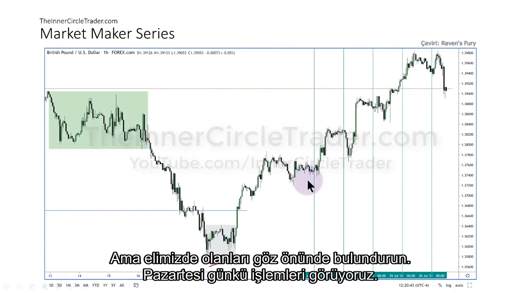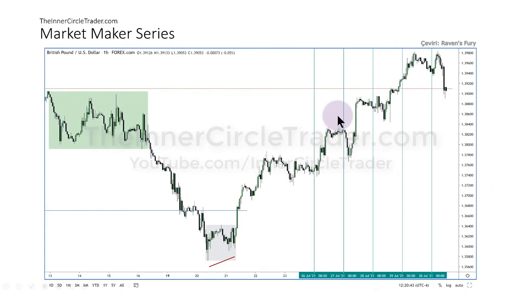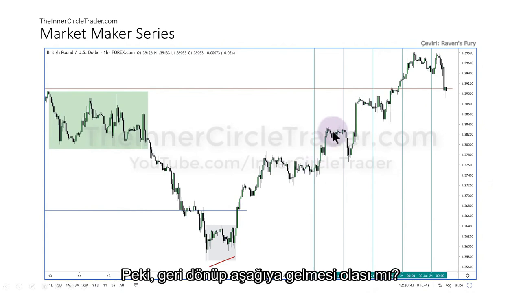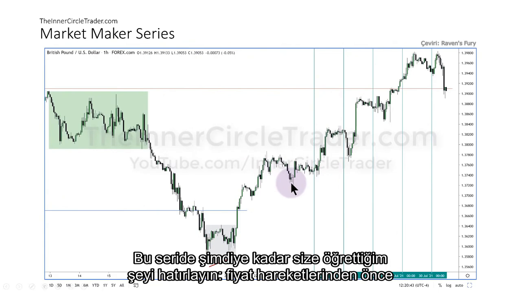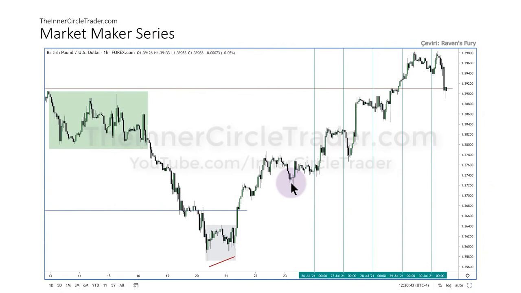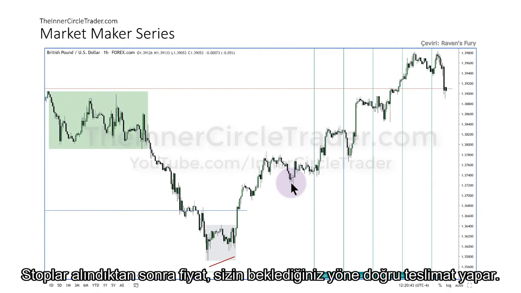We have Monday's trading. We're already in a consolidation, and we left the consolidation. So is it likely to come back down and go below this low here when it's already taken out a low there? Remember what I've taught you so far in this series. Before price movements that are directionally driven, typically opposing stop losses will be taken, and then price will be allowed to deliver in your expected direction.